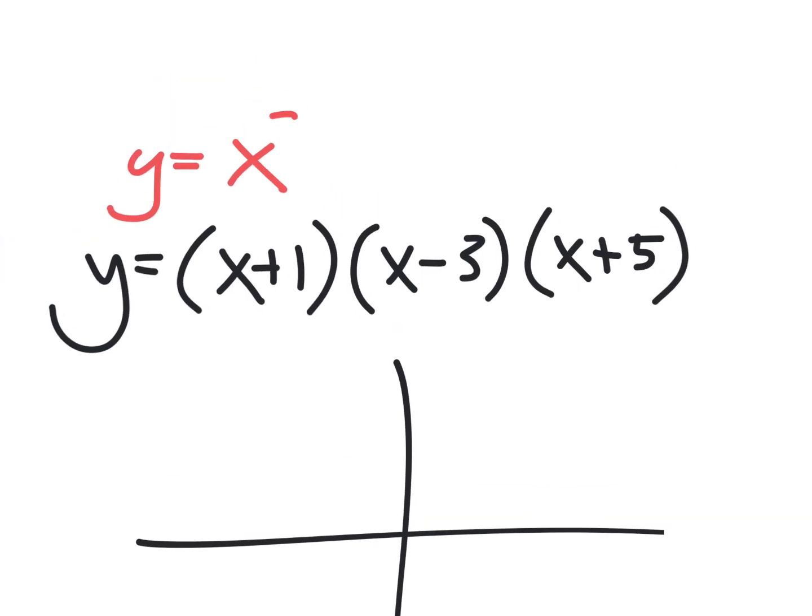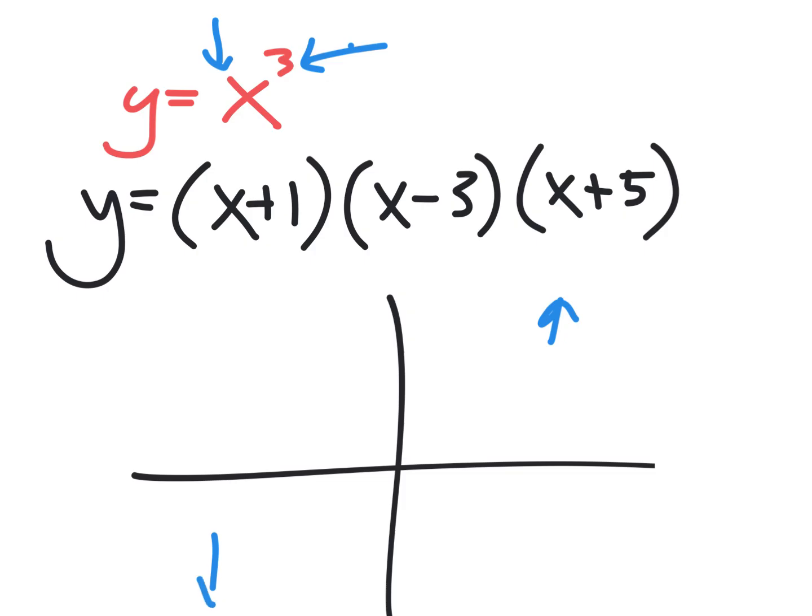Just added a page by accident. There we go. So now I know how it ends. Since it's positive, it's going up on this end. Since it's odd, it has to be going down on this end.